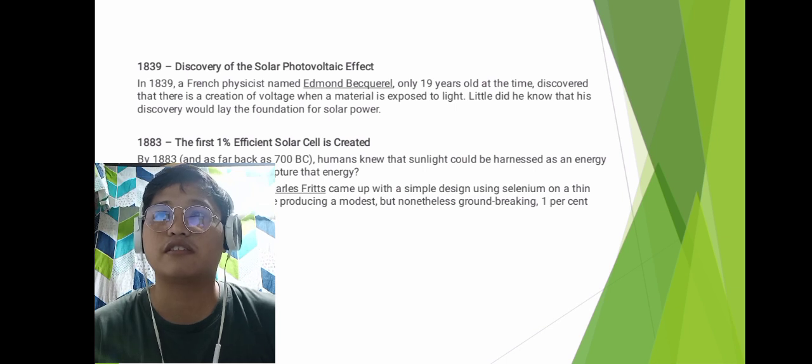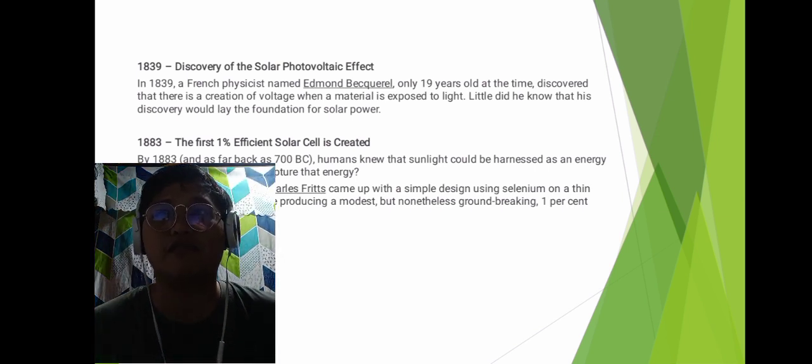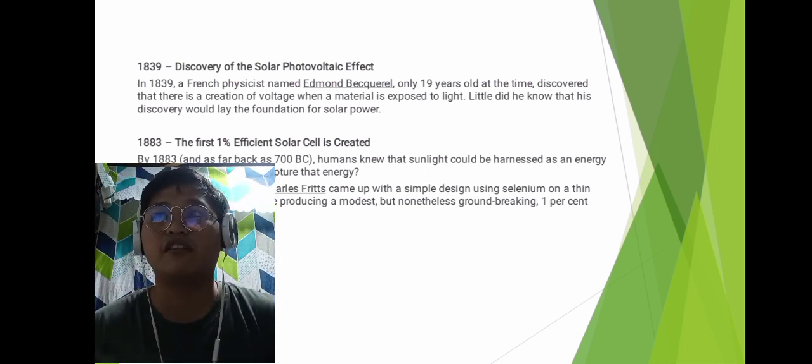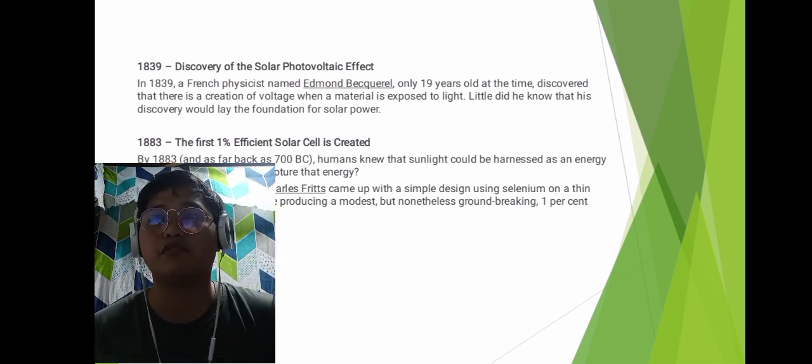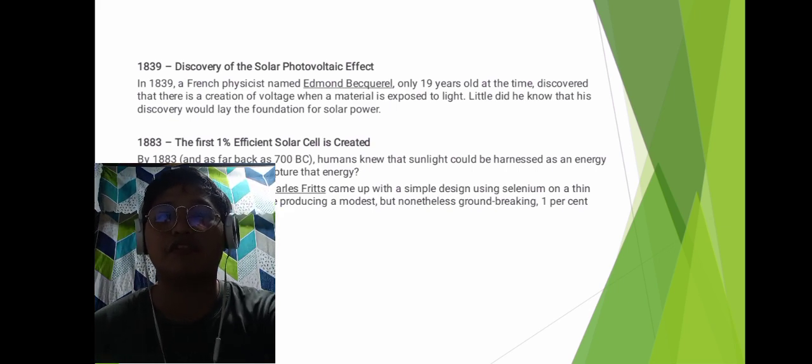As far back as about 700 BC, humans knew that sunlight could be harnessed as an energy source. But how could we capture that energy? Finally, American inventor Charles Fritts came up with a simple design using selenium on a thin layer of gold to form a device producing a modest but nonetheless groundbreaking 1% efficiency.